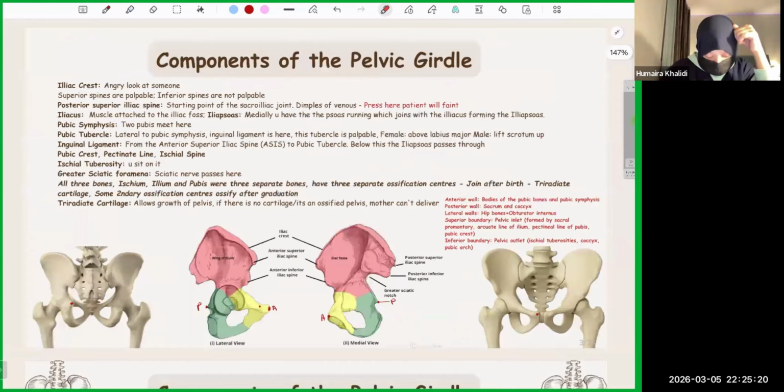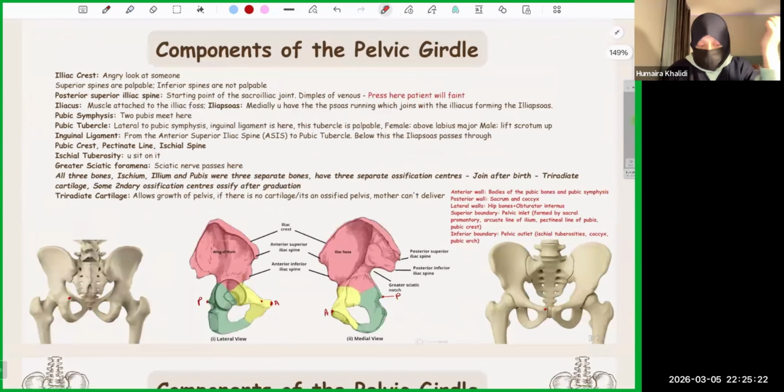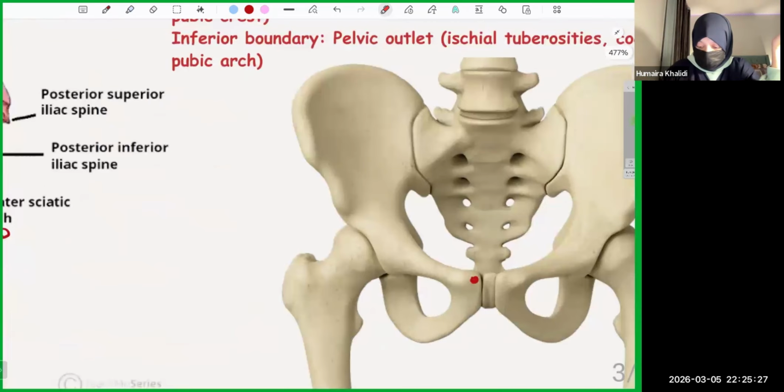Now, pubic symphysis. Again, we mentioned pubic symphysis. Did we mention pubic tubercle? This is the pubic tubercle, guys. So this is the pubic symphysis, and this would be the pubic tubercle, the bony prominence.